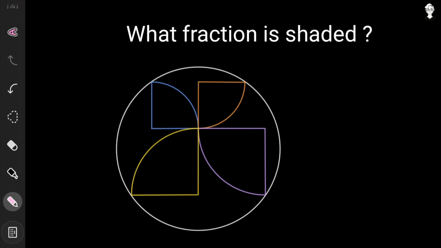Now the question is, what fraction is shaded, that is the ratio of the area of this quarter circle to the area of the circle. So let us see the solution. How can we find what fraction is shaded?